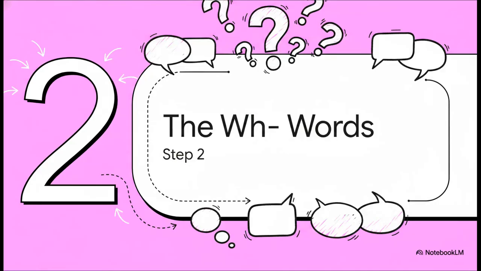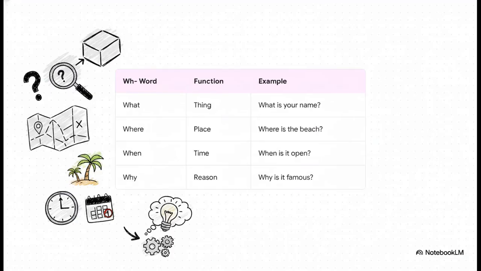Moving on to step 2, the WH words. Now, what's really interesting about this slide is how exactly we can unlock totally different types of details. I want you to think of WH words as specific investigative keys. What unlocks a thing or an identity, like what is your name? Where unlocks a place. Where is the beach? Need the time? You use when. When is it open? And to dig up a reason, you throw in why. Why is it famous?